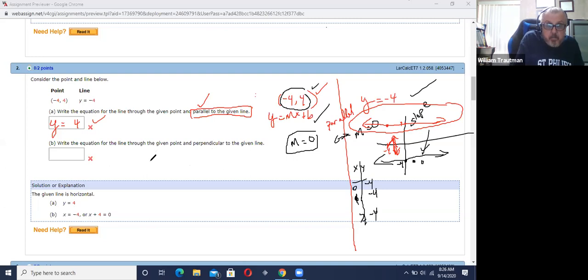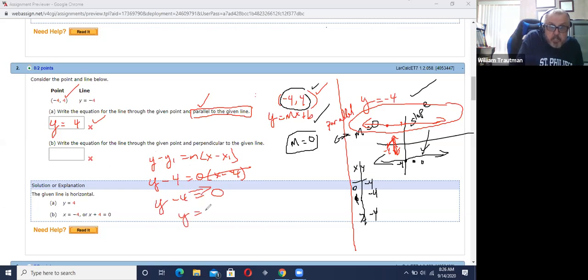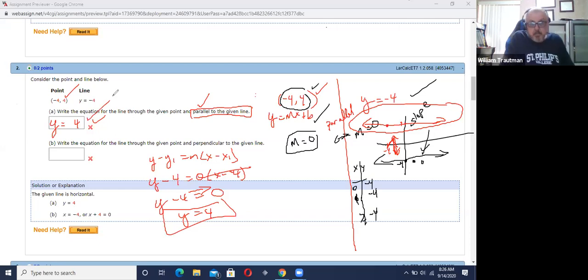point slope form. Y minus y1 equals m times x minus x1. Y1 is 4. The slope was 0. X was -4. 0 times anything is 0. Y minus 4 equals 0. Take the 4 to the other side. Y equals 4. We already said that was the equation for the line.